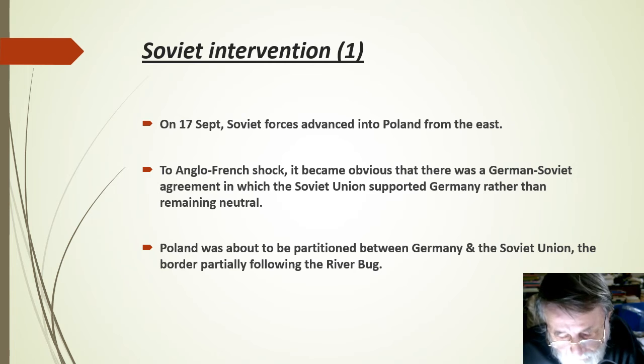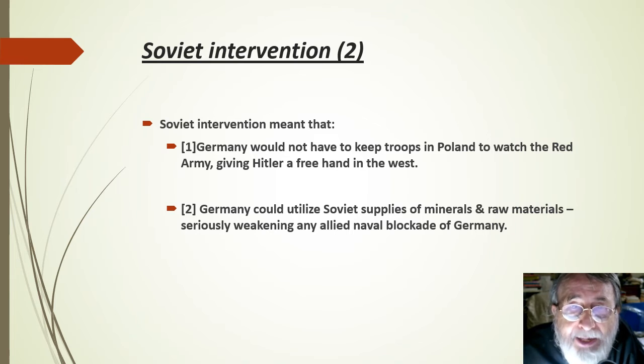Now, any hopes that the Poles might have had to successfully resist the German advance were broken on the 17th of September, when, to their enormous surprise, Soviet forces advanced into Poland from the east. This shocked also the British and the French, because it became obvious that there was a prior German-Soviet agreement to partition Poland between them, the border partially following the River Bug. This had major strategic consequences.